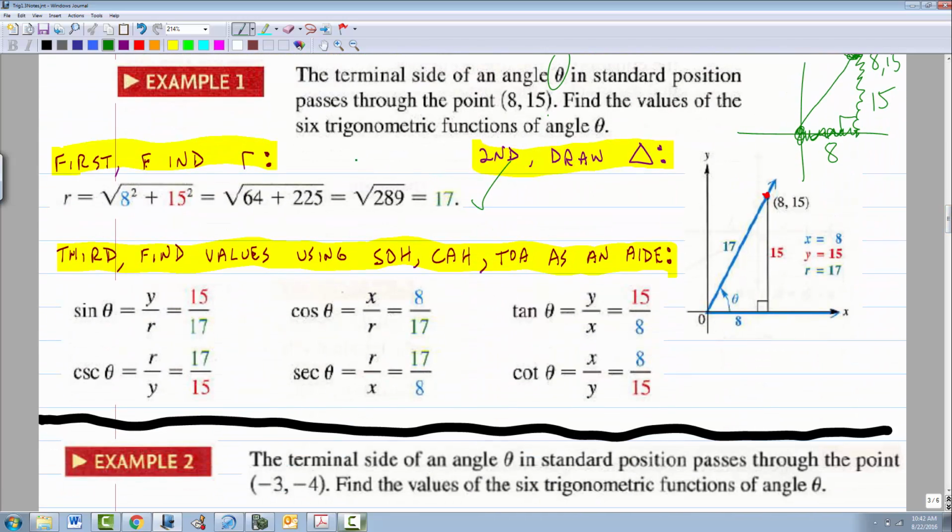Okay, so back to this one. This is why 17 is here. Really, when you square root, you're supposed to put a plus minus on this mathematically, but R is always positive.